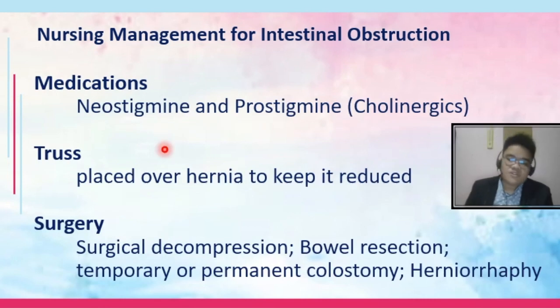Then medications. We may be giving cholinergics this time, because in intestinal obstruction our problem is that the GI tract is not moving. So if the obstruction is already relieved, we might need to move the GI tract, especially if we're talking about paralytic ileus. Cholinergics, you have the classics, neostigmine and prostigmine. You talk about truss, which is for your hernia. And for surgery, there may be surgical decompression, bowel resection, temporary or permanent colostomy, and herniorrhaphy.